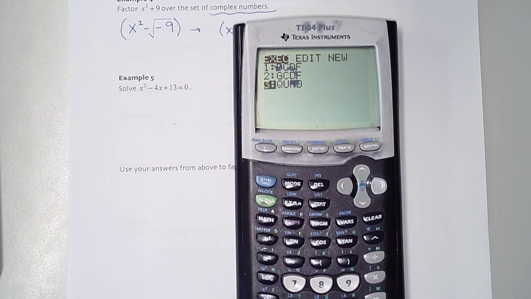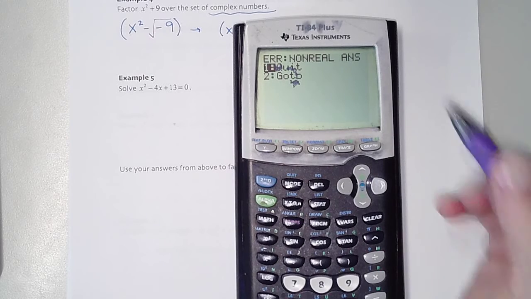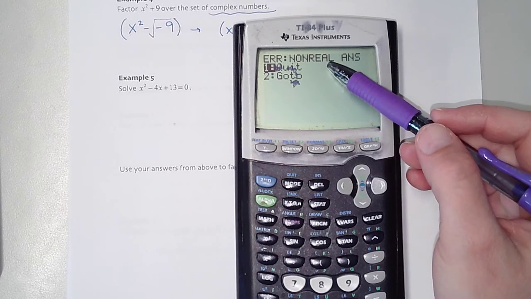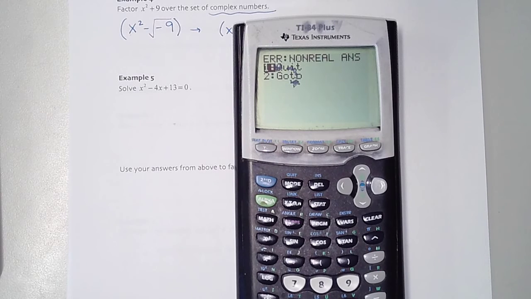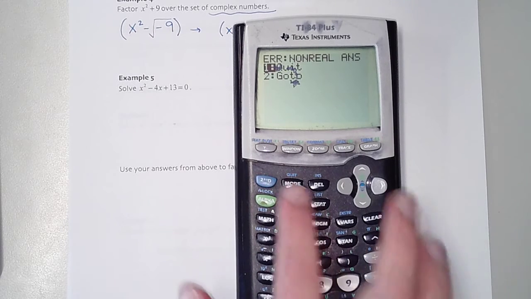So program quadratic formula. My A is 1, my B is -4, my C is 13, and I get this error message: non-real answer. Non-real is the same thing as imaginary. This function has imaginary roots, so the quadratic formula can't find them unless you tell your calculator that imaginary roots are okay. So here's how you do that.